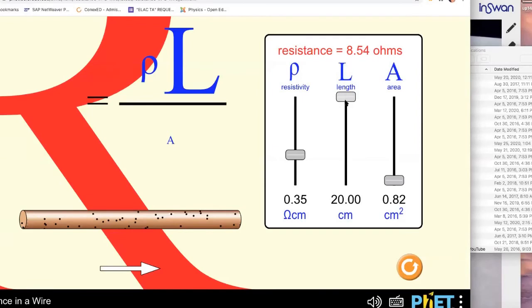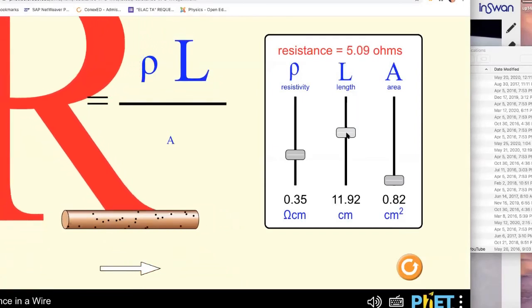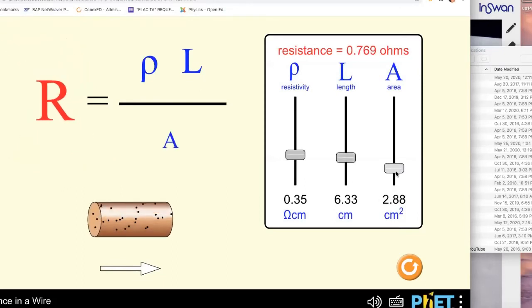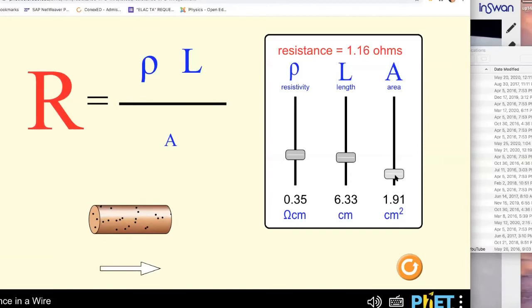Okay, well, let's try one of these. Let's see how the equation works. So let's say we set the area to something. Let's see if we get the same answer that they're getting, 1.16 ohms.